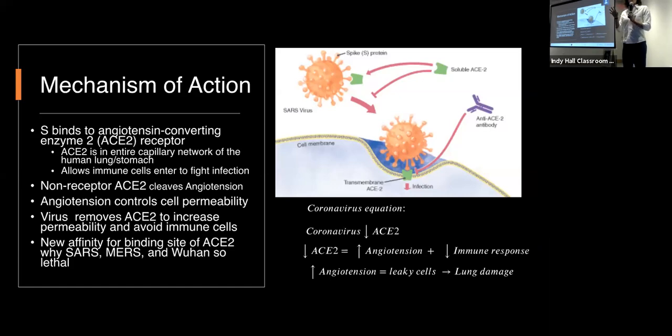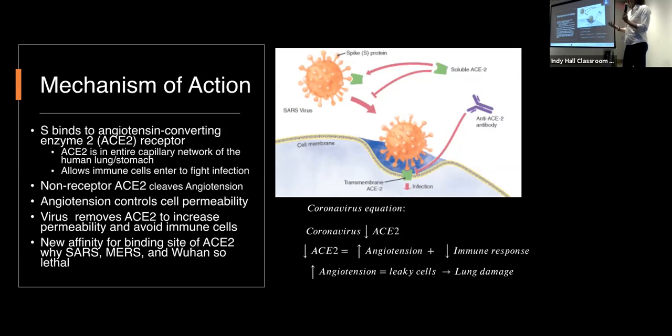ACE2 is a receptor that's within the lung alveoli, your lung tissues, in your stomach, and in most of your endothelial cells, but it's particularly important within your lung system. You can think of the receptor as essentially a drawbridge that immune cells use to enter the cell. If the cell is signaling that it's infected, that's how the immune cells come in. There's the receptor, and there's also the protein version of ACE2. The protein version becomes the receptor later on. But the soluble ACE2, which is just the normal ACE2, is very important for the cell because it cleaves angiotensin.